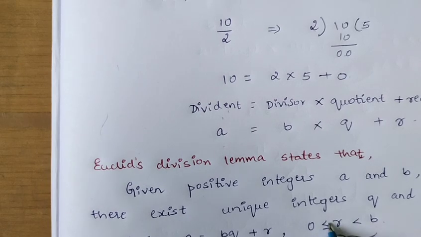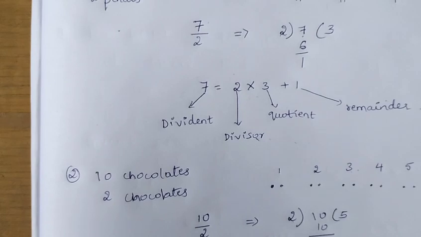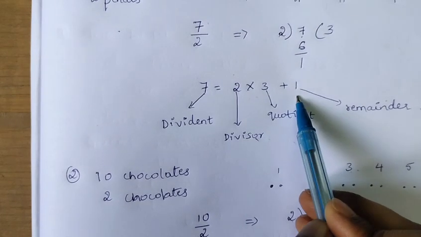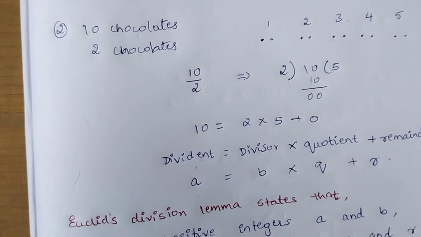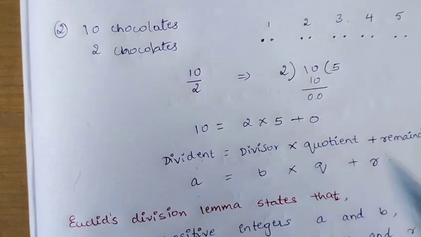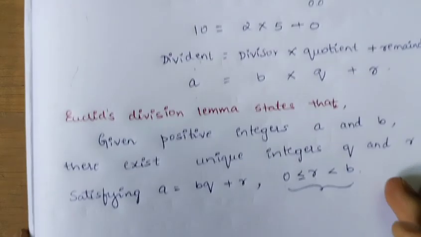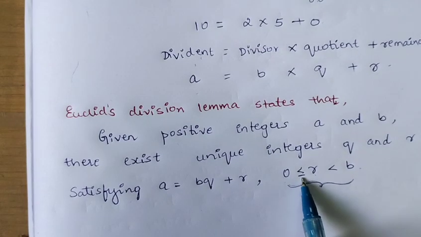So r is greater than or equal to 0. In the first case we got the remainder as 1, which is greater than 0. And in the second case we got the remainder as 0. So we can tell that r is greater than or equal to 0.